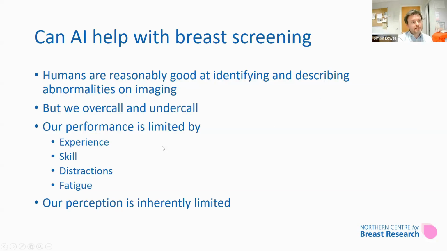So as mentioned, humans are okay, but we do undercall, because we know that through the interval cancer process, and we do overcall as well. So we have a fairly low threshold for bringing women back from the screening program. Anything that's changed that we can't fully assign as being benign, then we'll bring them back. But we result in lots of false positives as well. And our overall performance as humans is limited by a huge number of different factors: our experience, our skill, distractions, which are really common, and fatigue as well through being overworked, like all clinicians. And also biologically, our perception is inherently limited.